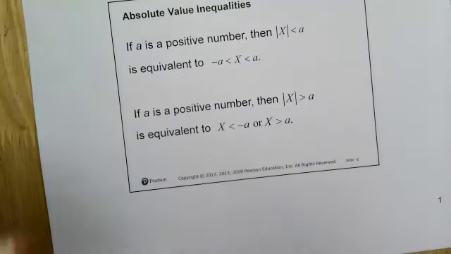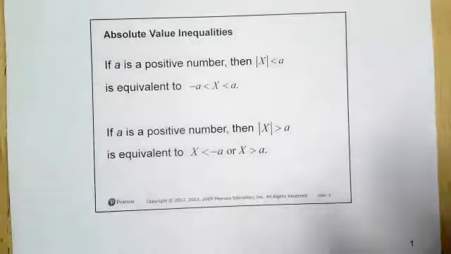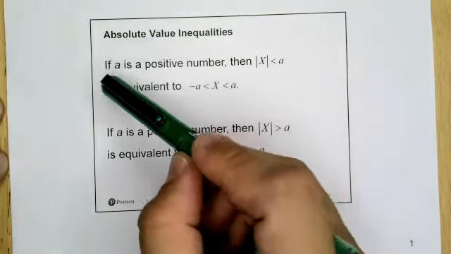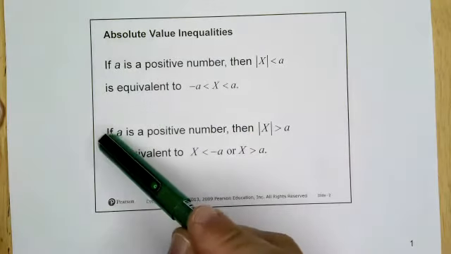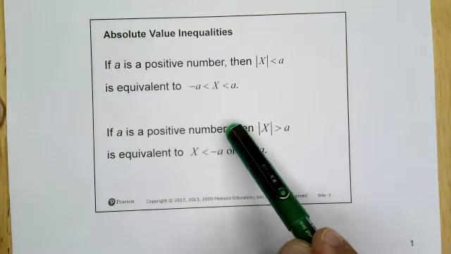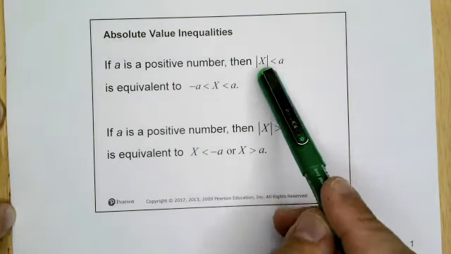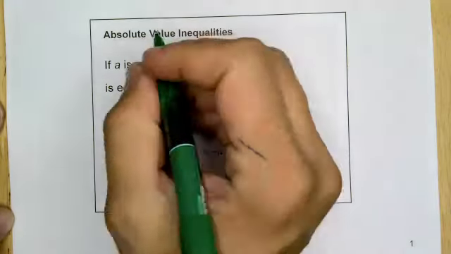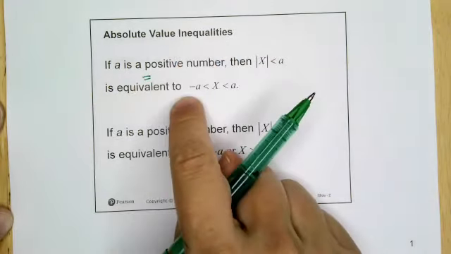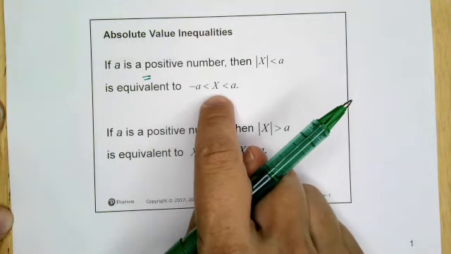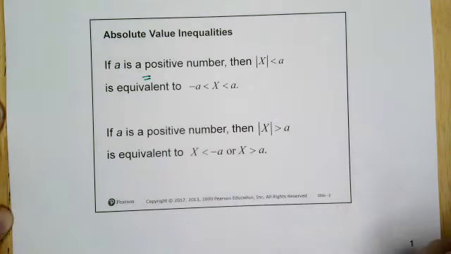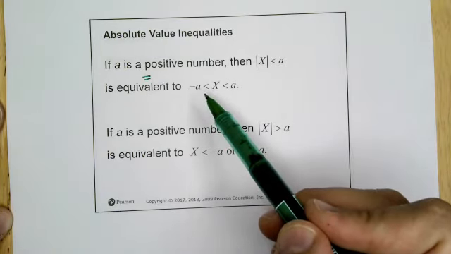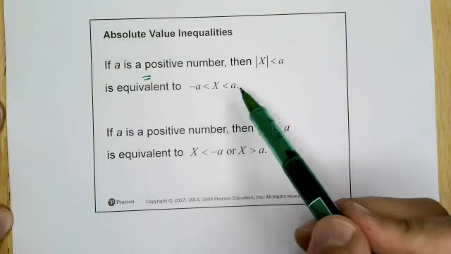So here are our rules. Notice that there are two rules. They both start the same. If a is a positive number, then the absolute value of x less than a is equivalent to negative a is less than x is less than a. Negative a is just a's opposite, right? On the number line, equal distance from 0.